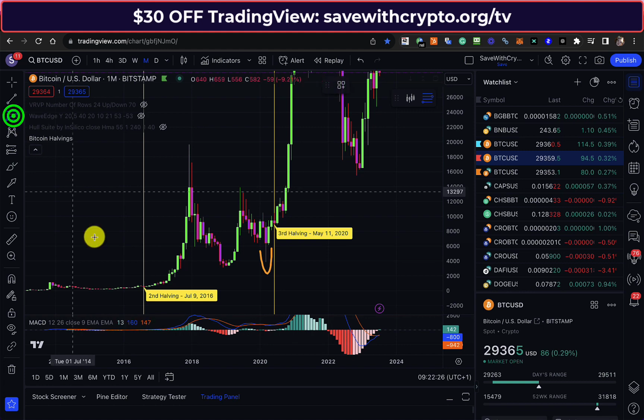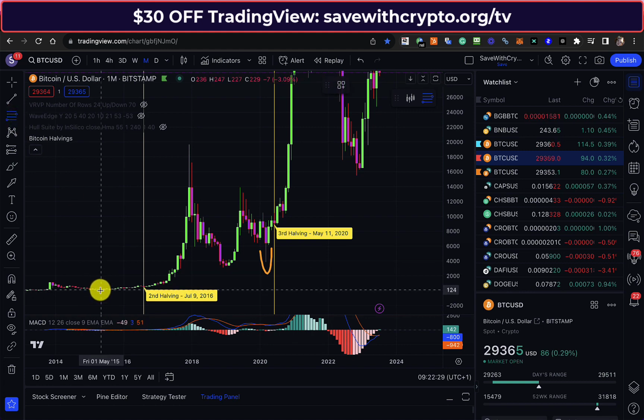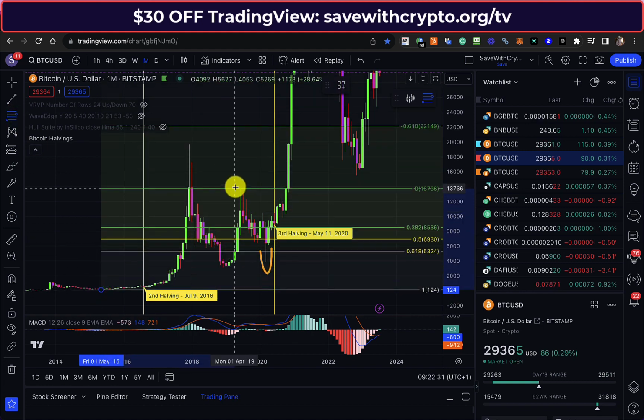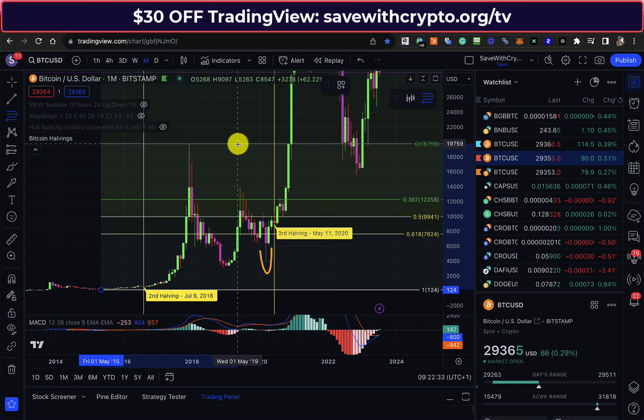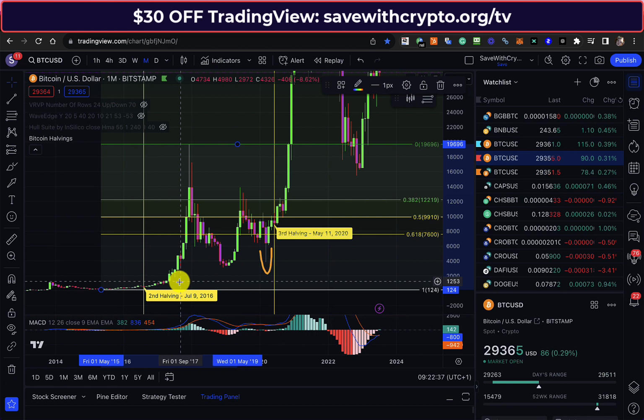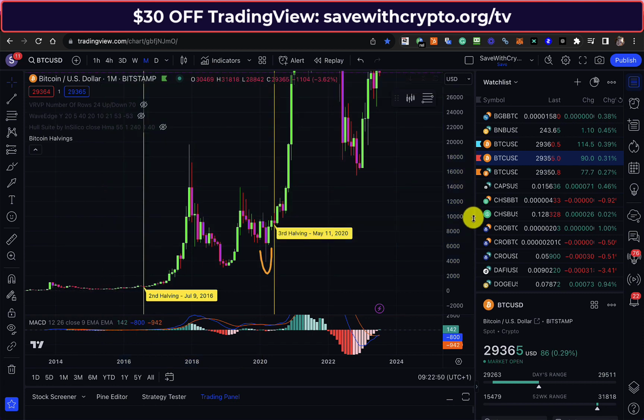let's do the fib retracement from this low down here, up to the all-time high of the second halving. And you can see once again the price came down below the golden pocket, went above the golden pocket, and then by the next halving it was pretty much there. Okay, so let's have a look for the third one.